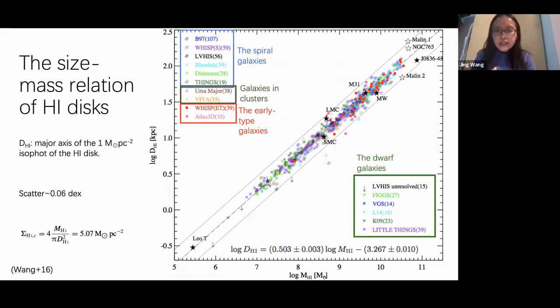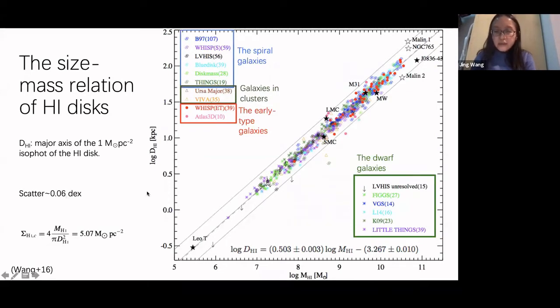There are two key points to be pointed out with this figure. The first is that we included different types of galaxies, including the spiral galaxies, galaxies in clusters, the early type galaxies, the dwarf irregular galaxies. These different types lie perfectly on this relation, with a scatter of only 0.06 dex or 14%.